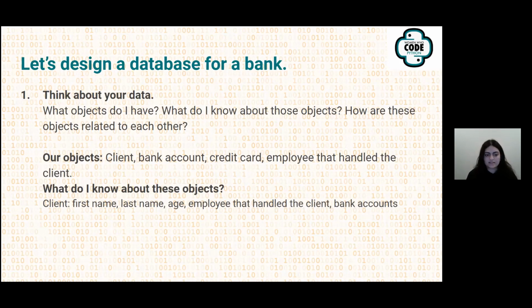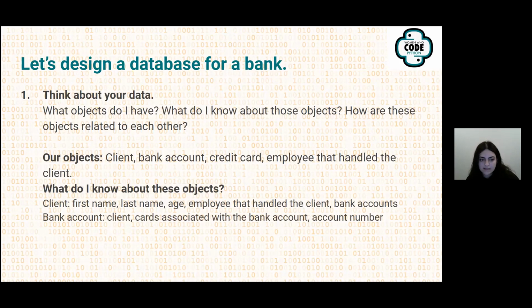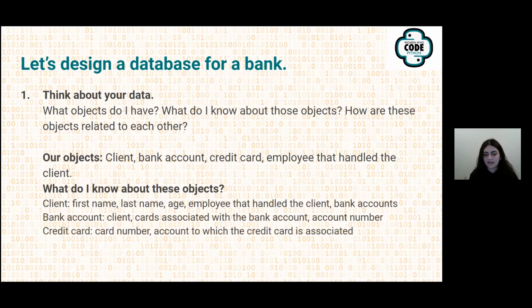The next thing is, for simplicity, we're going to assume everyone has one bank account. The next thing is a bank account. It has the client, so it obviously belongs to someone. The cards, some cards are associated with the bank account, and there's an account number. And I'm sorry if I'm boring you, but this is actually part of the process. So you have to actually dig deep into your client and think about what they really want and what their data looks like and what objects are in this data.